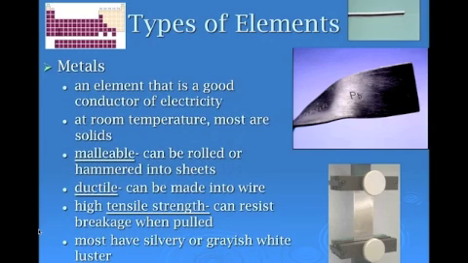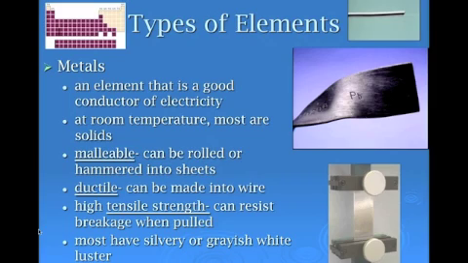Now, there are 3 types of elements that we're going to be talking about today. The first, which comprise the majority of the periodic table, are metals. Those are elements that are very good conductors of electricity. Normally, at room temperature, they are solid, very malleable, very ductile, and have very high tensile strength. In their appearance, they'll have this silvery or grayish white luster. They look metallic, because they're metals.